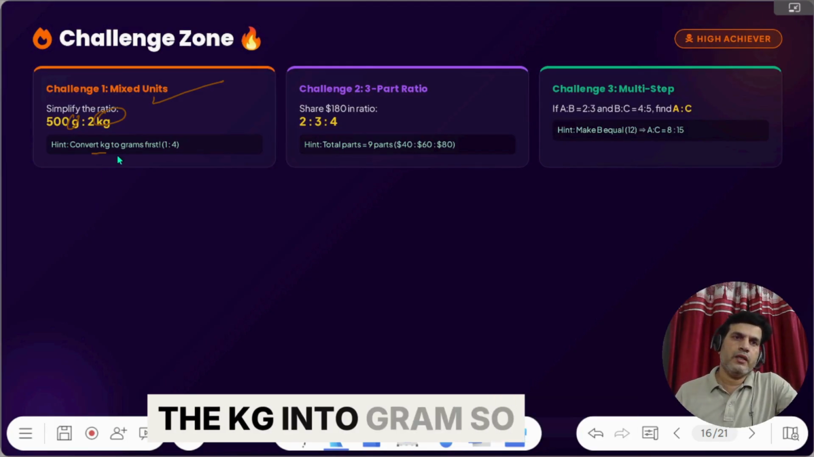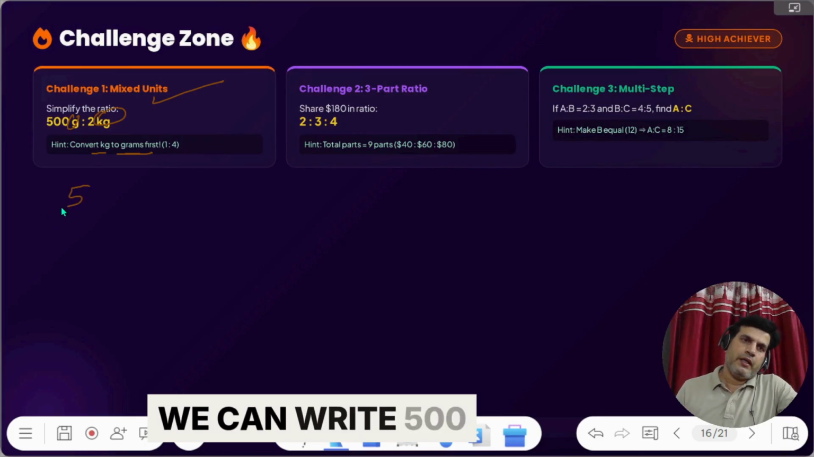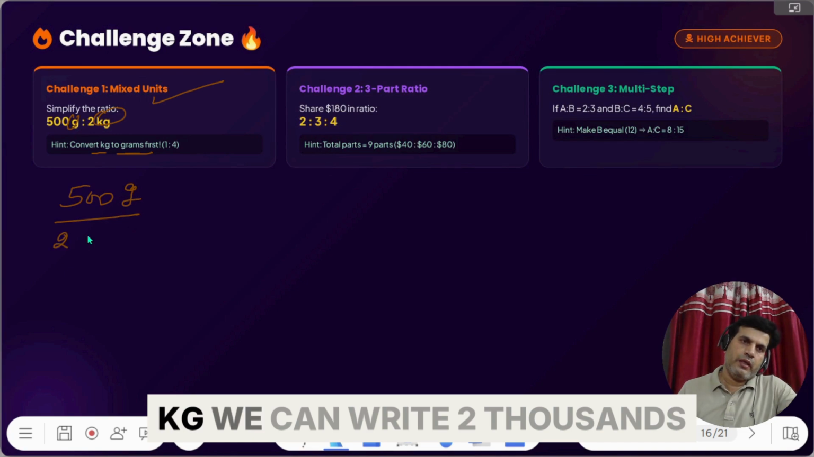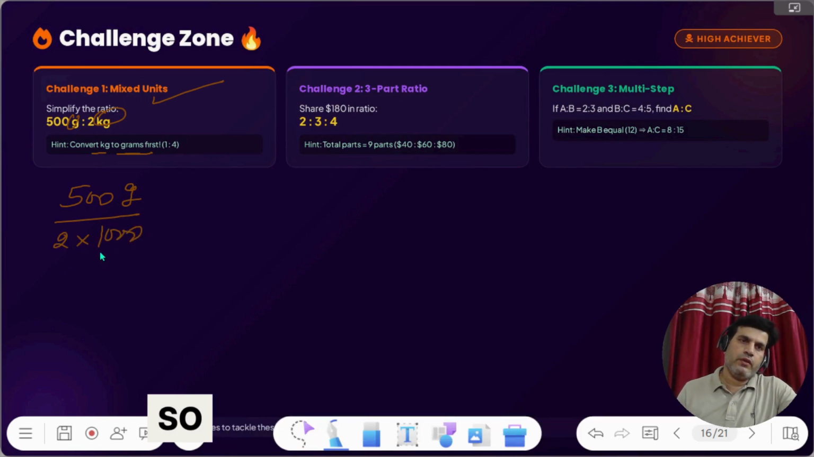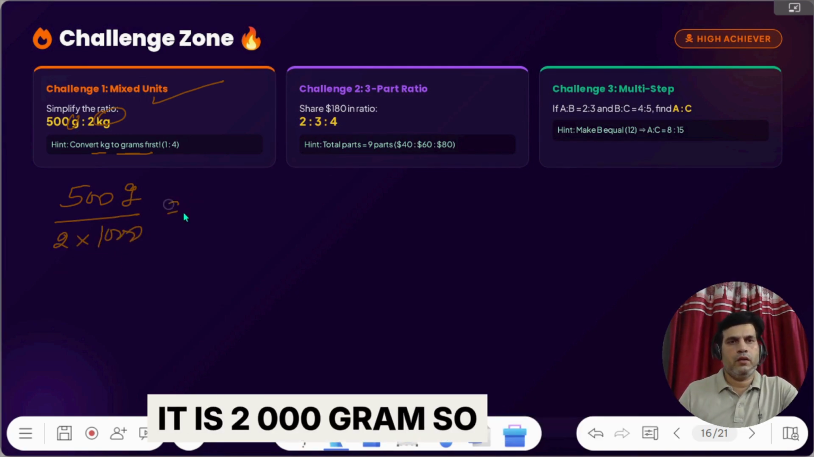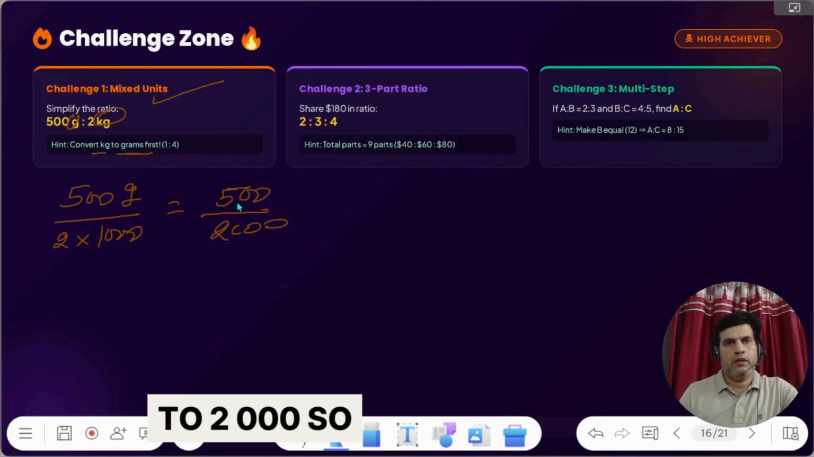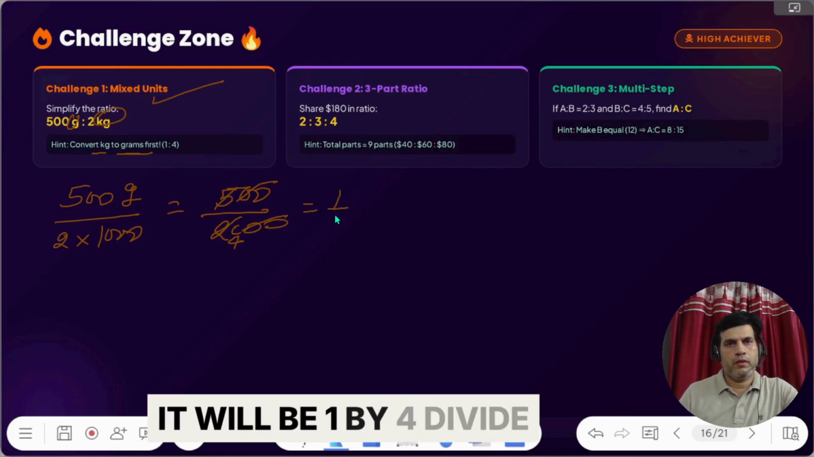So convert the kg into gram. So we can write 500 gram, and 2 kg we can write as 2000. So it is 2000 gram. So we can write 500 upon 2000. So 0 and 0 cancel, 5 goes 4. So it will be 1 by 4.